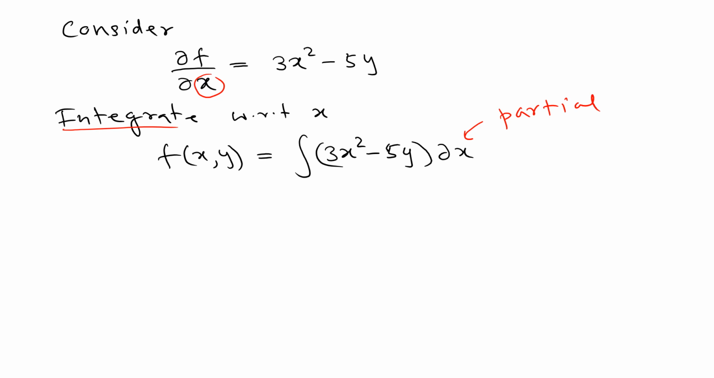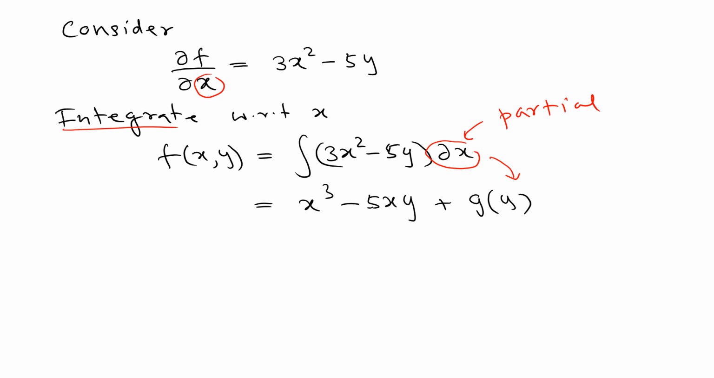When you see this is a partial integral, that means y acts like a constant. So you get x cubed from the first term. Since y is the constant, you get negative 5xy. And then normally we add a constant here, but since this is a partial integral, we add a function of the other variable, g(y). That's the interesting part. You can't just add a constant here, because it's not a constant, it's a function. So this part is coming from the partial integration.